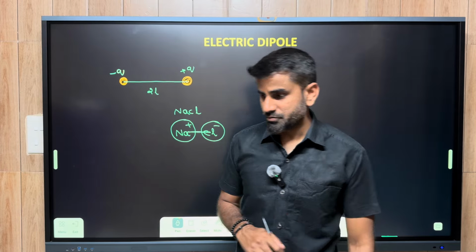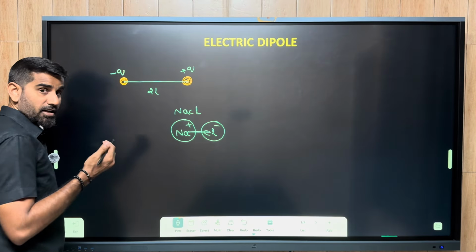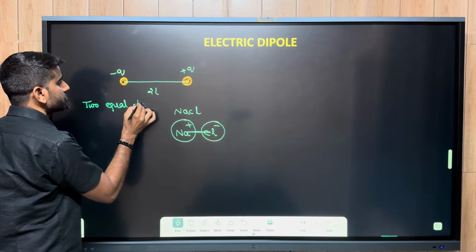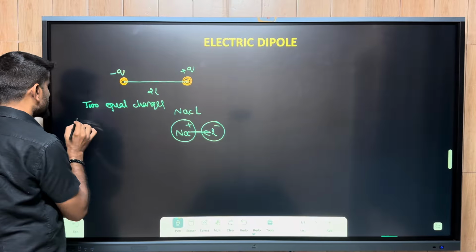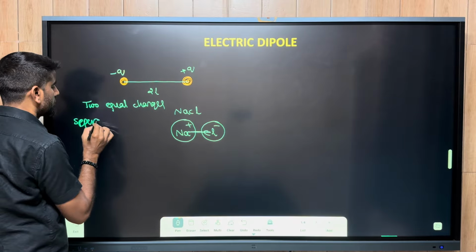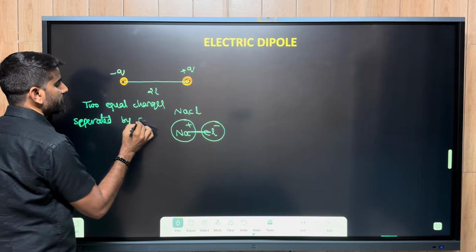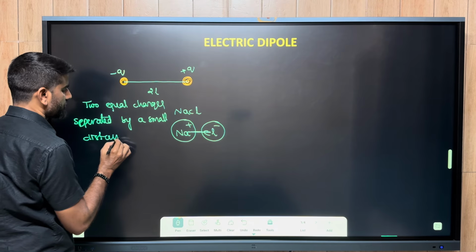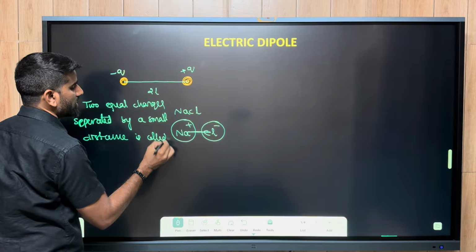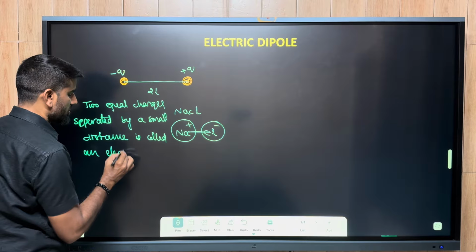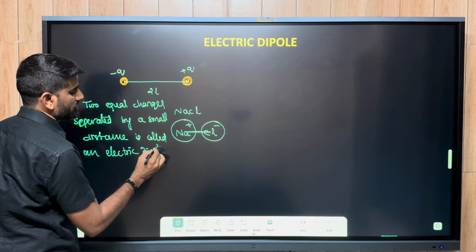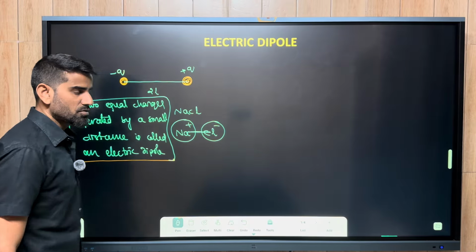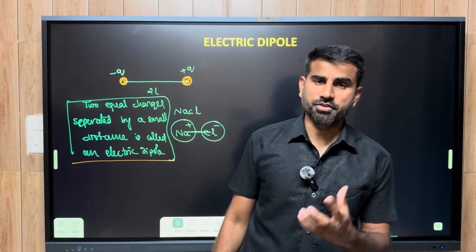So how do we define this electric dipole? What is an electric dipole? Two equal charges separated by a small distance is called an electric dipole. So this is how an electric dipole is represented.